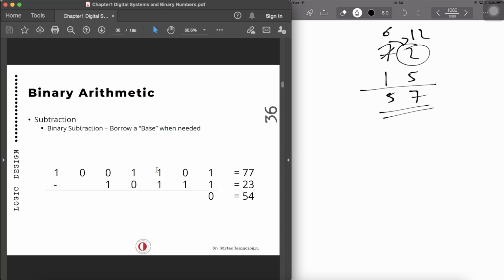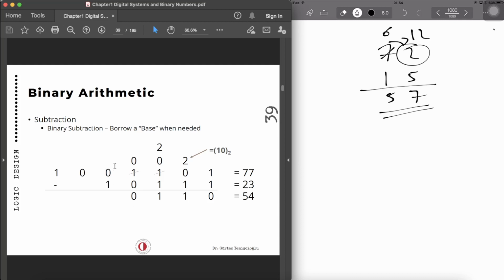Now, the same applies for the binary numbers. If we are going to borrow from here, this becomes 2. 2 minus 1, it's going to be 1. Okay, and this is going to be 0. We deducted 1 because we already borrowed it. Then, this is 0. 0 minus 1 means it has to borrow from here. Then this becomes 0, and this becomes 2. 2 minus 1, it's 1 again. So this is now 0. So 0 minus 0, it's going to be 0.